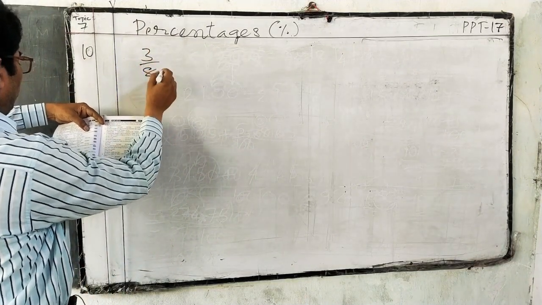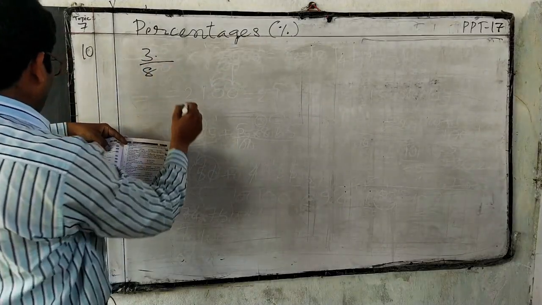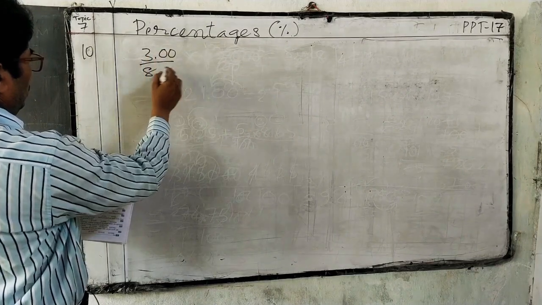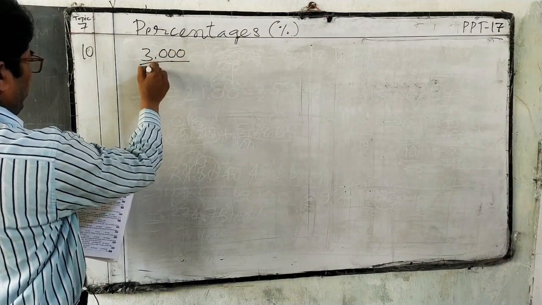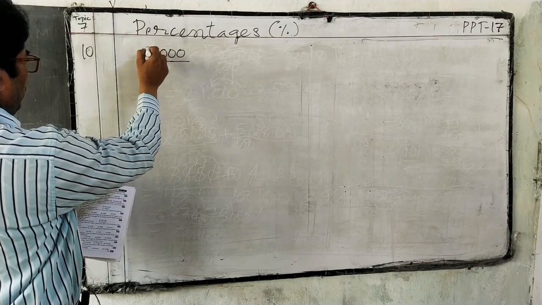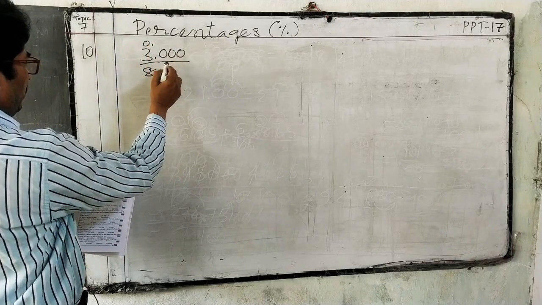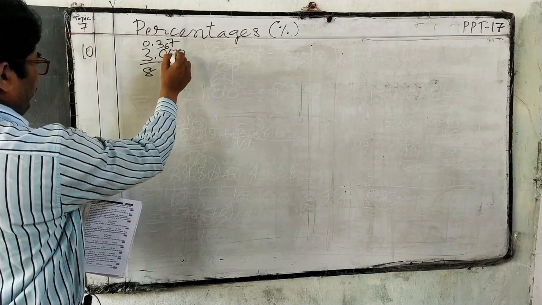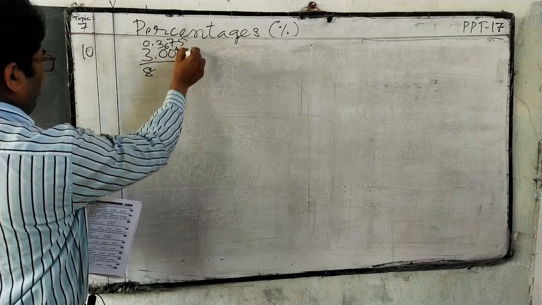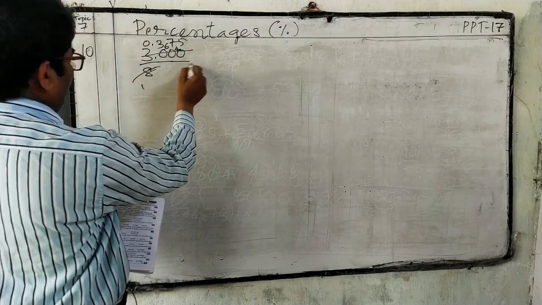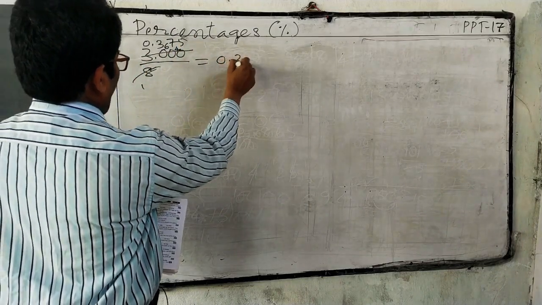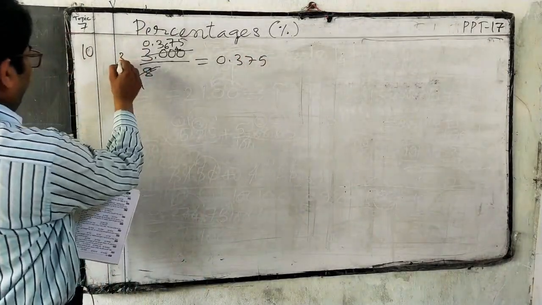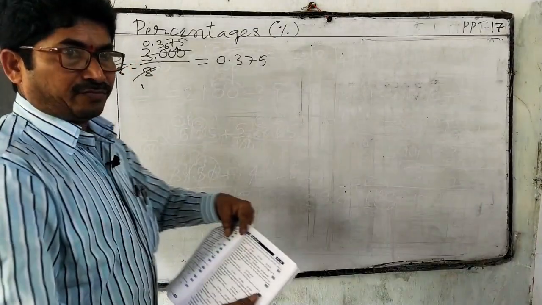3 by 8 means 3 divided by 8. 8 zeros are 0, 8 3s are 24, 8 6s are 48, 8 7s are 56, 8 5s are 40. So 3 by 8 is equal to 0.375.